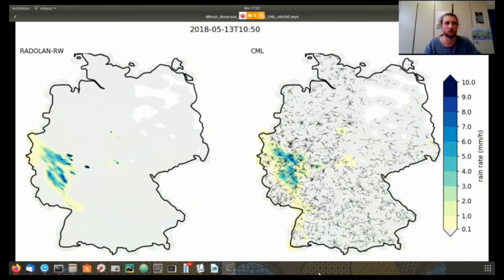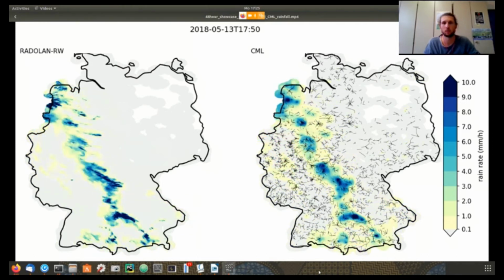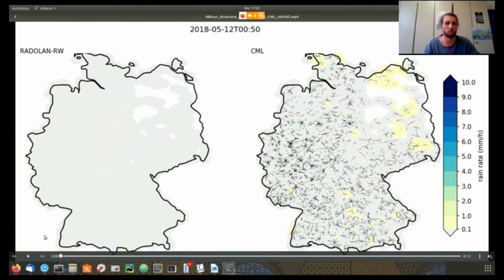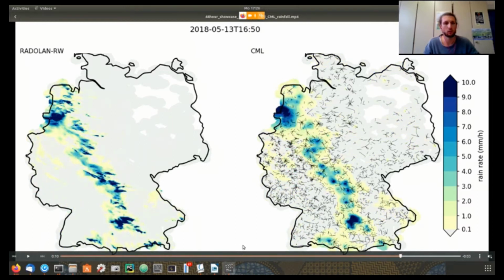On the left side, you see the gauge-adjusted radar product. On the right side, you see the microwave links. Now, when we look at this time step, we see quite good agreement. So although there is more local structure in the gauge-adjusted radar product, we see quite a good global structure from the CML product. So on a large scale, it agrees very well.